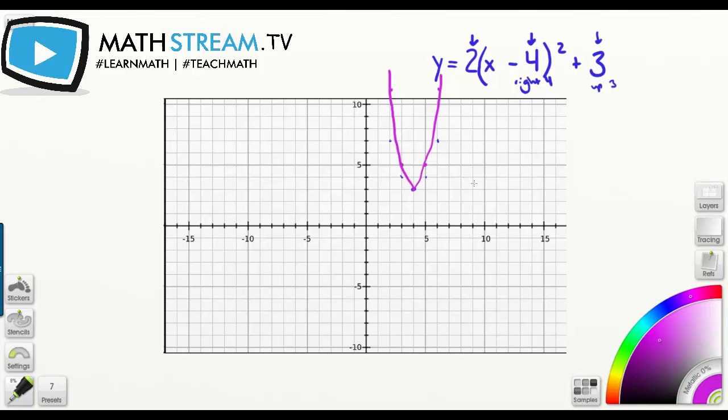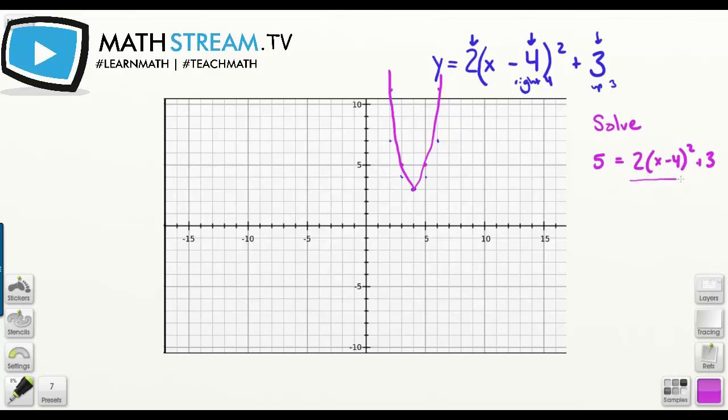Now I'm going to turn this question, instead of it being a graphing question, which is what we've been talking about here, I want us to talk about it as if we were solving an equation. So if somebody said, solve this, when does 5 equal 2 times x minus 4 squared plus 3? So that's our new question. Everything on the right side here should look familiar. It's all those pieces of our parabolic graph that we just drew. And then on the left, instead of y, we've replaced that with 5.